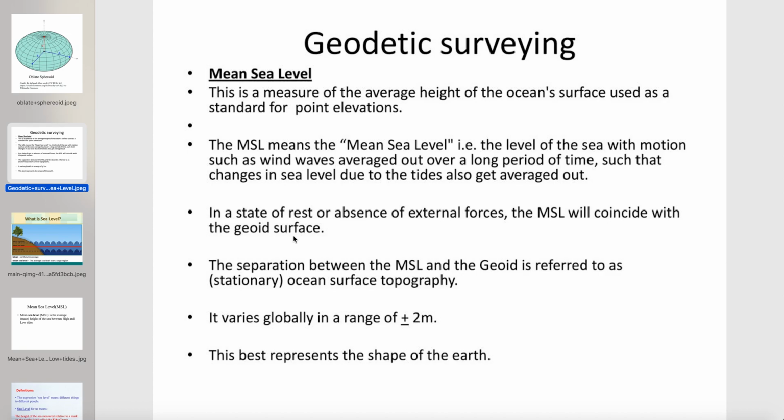What they're talking about there is their geoid datum. The separation between the MSL and the geoid is referred to as stationary ocean surface topography. It varies globally in a range of plus or minus 2 meters. This best describes the shape of the Earth. So what they're saying here is that all elevations are taken off of mean sea level, and that the seas and oceans best describe the shape of the Earth. Our best representation of the shape of the Earth is shown by the oceans and their behavior. The behavior of water, basically, is what they're saying best represents the shape of the Earth.